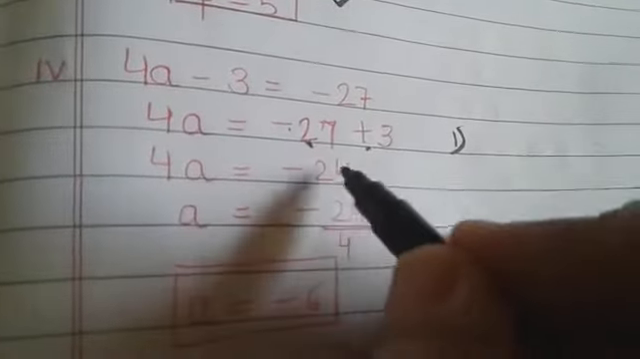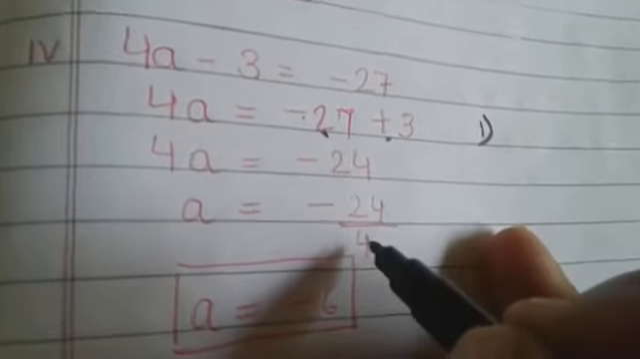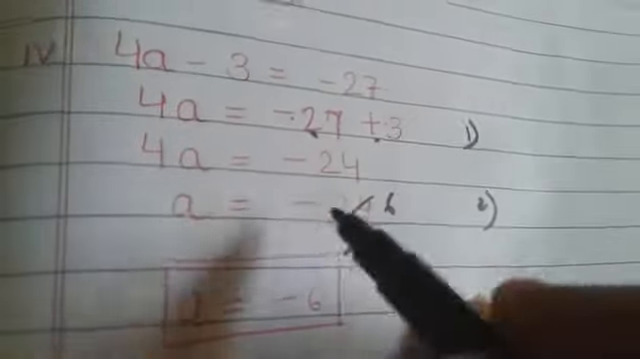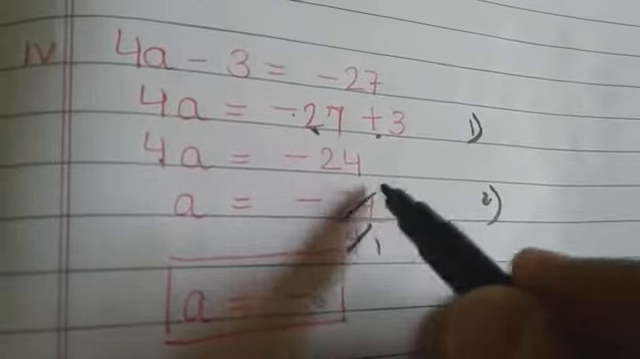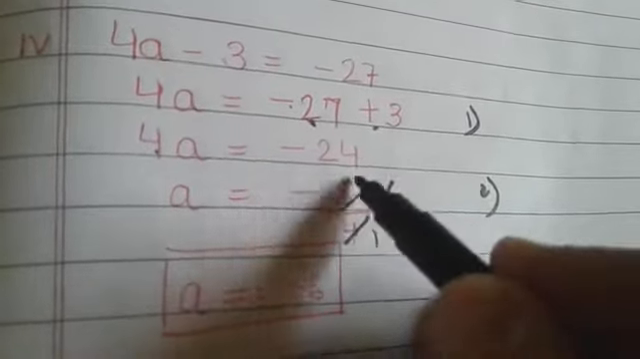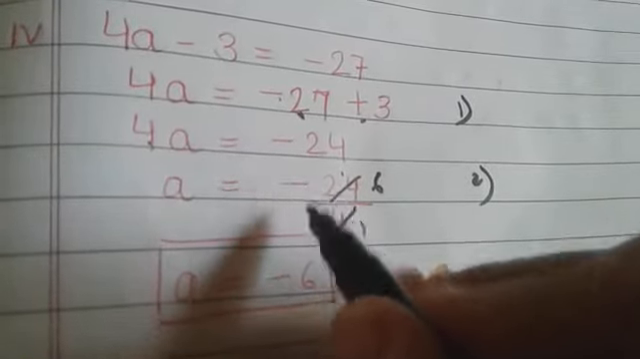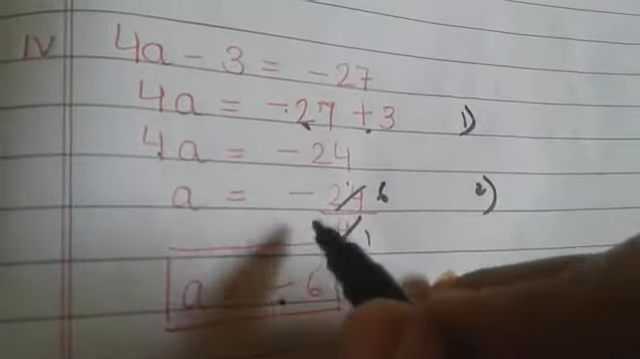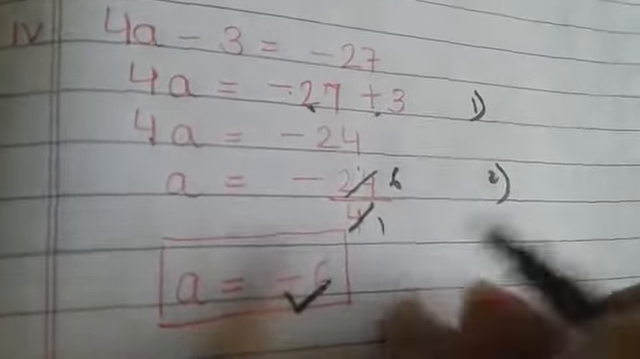So a is equal to minus 24 upon 4. Minus 24 upon 4. So 4 sixes are 24. Here is the second transposition, because 4 is getting divided. Sorry, 24 divided by 4 means 4 is dividing 24. So a is equal to minus 6, since one minus sign is there, the answer also has a minus sign. If both are minus, they will cancel. If any one is minus, the final answer will have a minus sign.